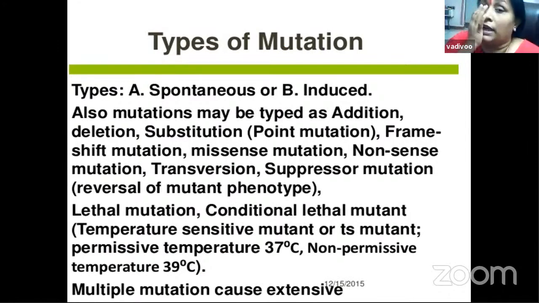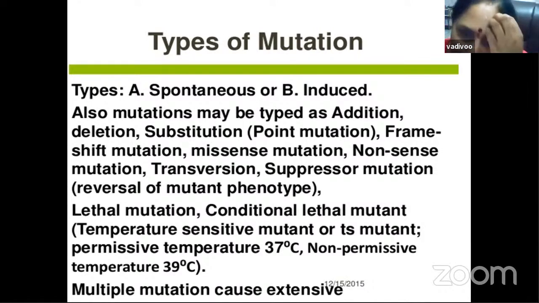Spontaneous mutation can be addition, deletion, or substitution. Substitution can be a point mutation, and you should be more familiar with what a frame shift mutation is, what a missense mutation is, and what a nonsense mutation is. I'm just giving you a highlight of all the different types of mutation, because I can't go into each type as I have only an hour to complete all of bacterial genetics. And then what is a lethal mutation?